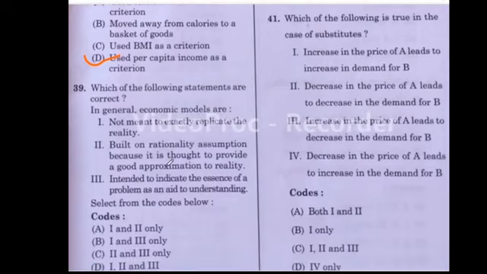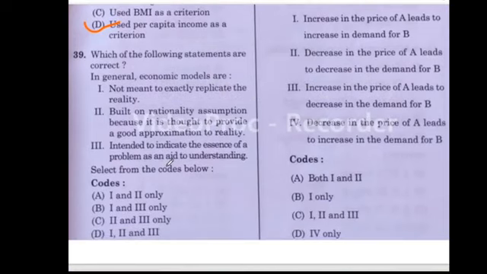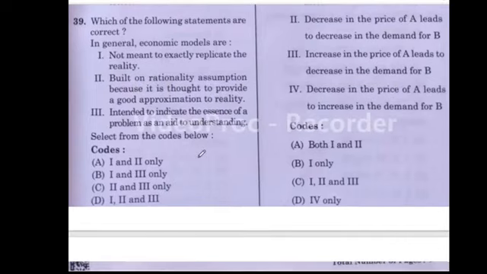Question number 39. Which of the following statements are correct? In general, economic models are: option 1, not meant to exactly replicate the reality. Second one, built on rationality assumption because it is thought to provide a good approximation to reality. Third one, intended to indicate the essence of a problem as an aid to understanding. 4 options are given here. I think option D is the correct answer. 1, 2 and 3 all are correct.